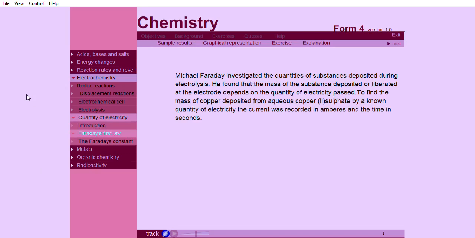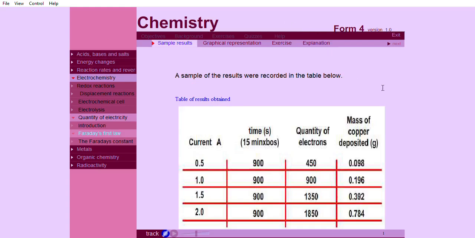Michael Faraday investigated the quantities of substances deposited during electrolysis. He found out that the mass of the substance deposited or liberated at the electrode depends on the electricity passed. To find the mass of copper deposited from aqueous copper(II) sulfate by a known quantity of electricity, the current was recorded in amperes and the time in seconds. A sample of the results was recorded in the table.